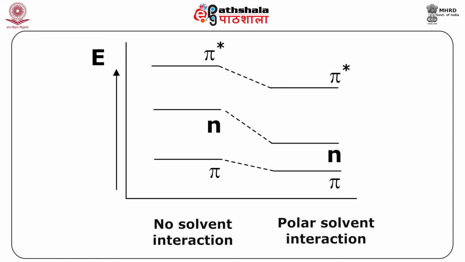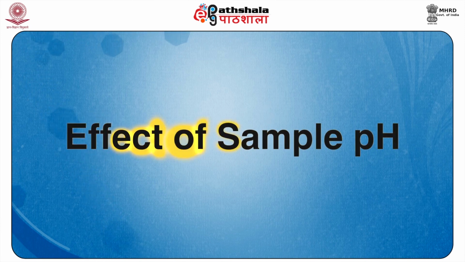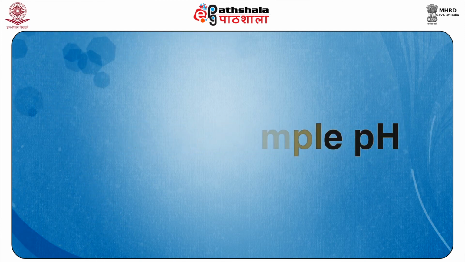Therefore, absorption maxima resulting from the n to pi star transitions are shifted to shorter wavelength, that is a blue shift is observed with increasing solvent polarity. Now, this can be clearly seen with the no solvent interaction and the polar solvent interaction with the energy level diagram shown here. Now, next comes the effect of sample pH on the UV visible.